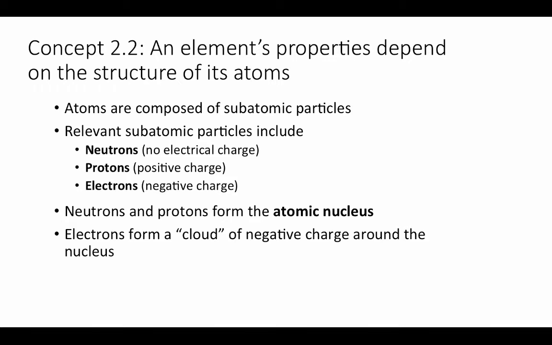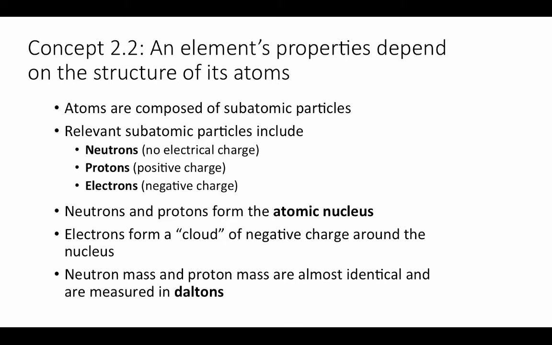Electrons form sort of a cloud of probability. You'll learn more about this when you take chemistry, but the cloud is determined by the probability of finding an electron in a particular spot at a particular point in time. So they form this sort of cloud of negative charge that encircles the nucleus.